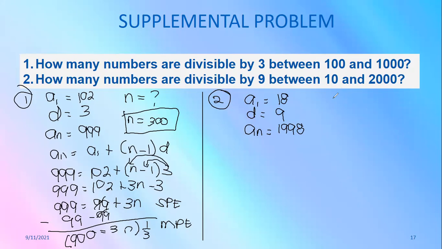So solve natin using the formula for nth term. Ano nga ulit yun? A sub n is equal to a sub 1 plus n minus 1 multiplied by d. So given tayo ng a sub n, common difference, given tayo ng first term. Okay, so substitute lang natin. So this is 1998, which is equal to a sub 1, 18, plus n minus 1 multiplied by the common difference, which is equal to 9.